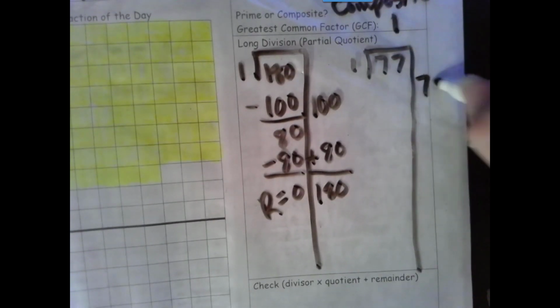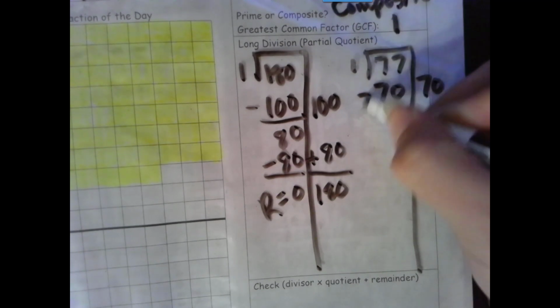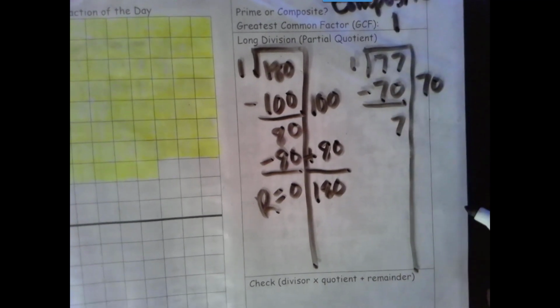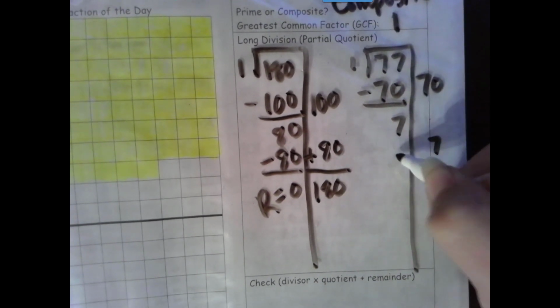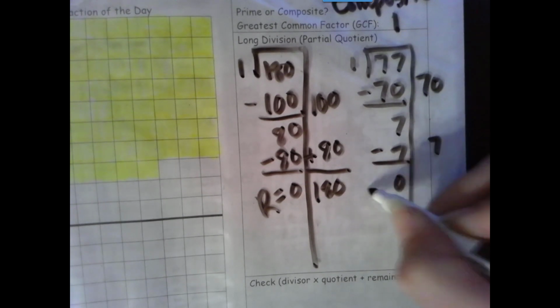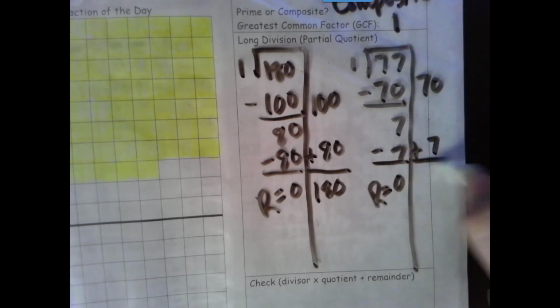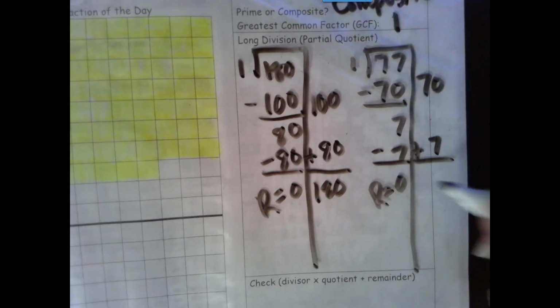Here, 70 times 1 is 70. More on top, no need to stop. Numbers the same, 0 is a game. 7 times 1 is 7. Numbers the same, 0 is a game. Add our partial quotients. 70 plus 7 is 77.